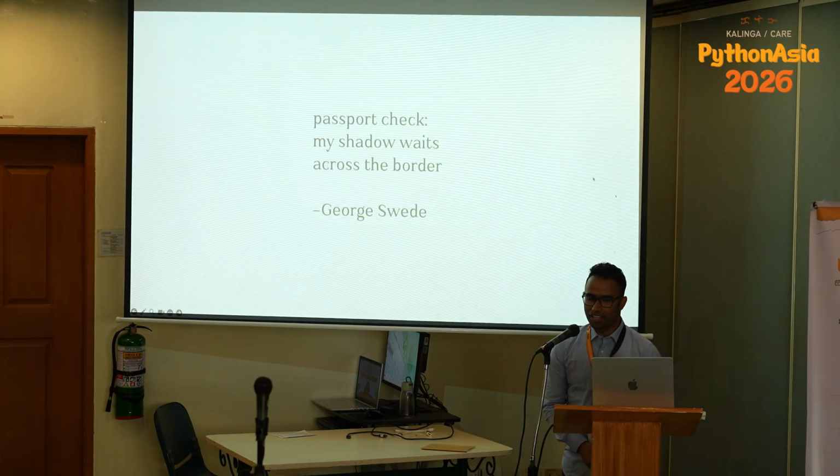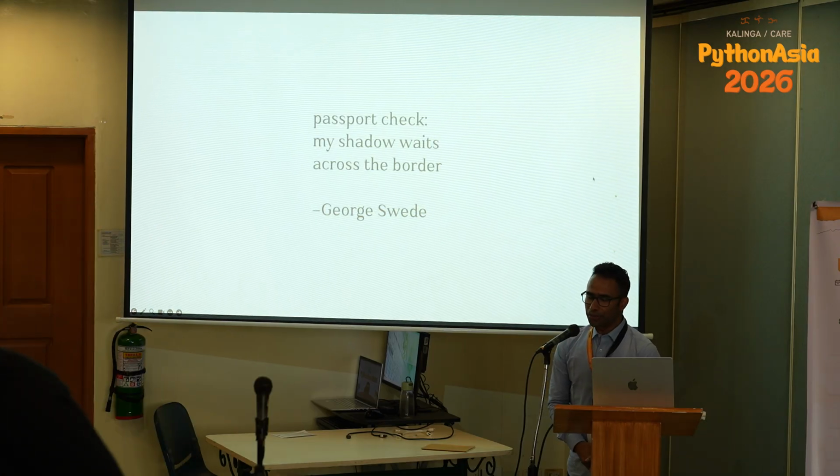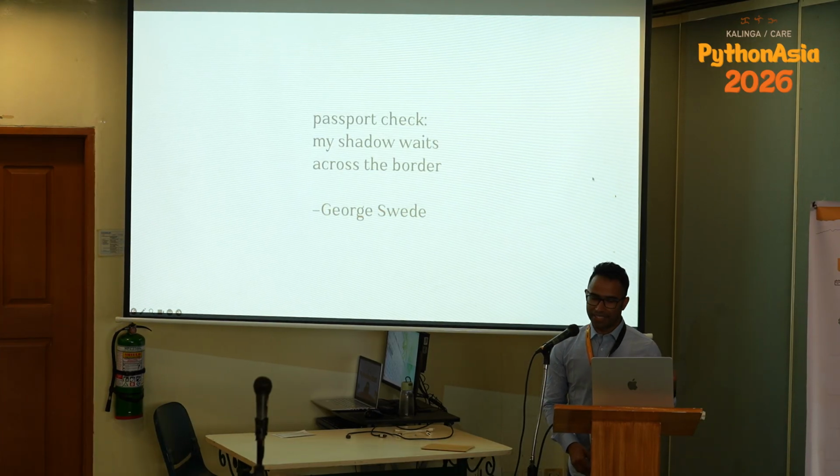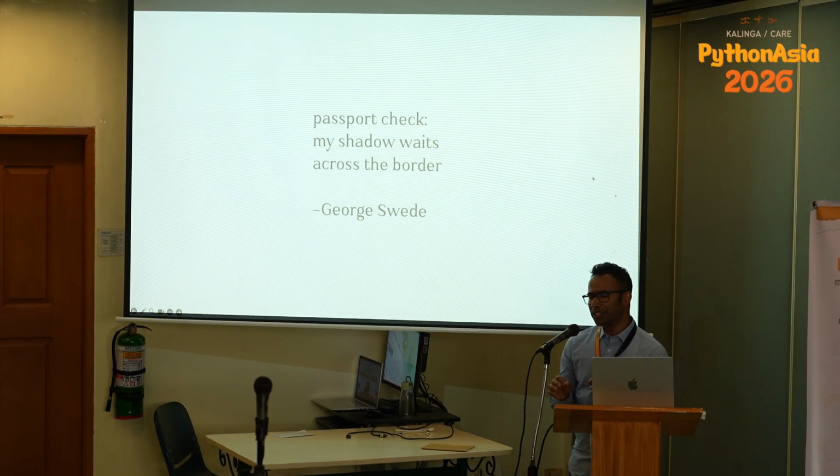Passport check. My shadow waits across the border, by George Swede. So this is an example of simplicity in haiku. Although being very simple, this haiku is portraying a deep meaning. It might have been written many, many years ago, but I still find it a commentary on the current political scenario, especially in the United States.